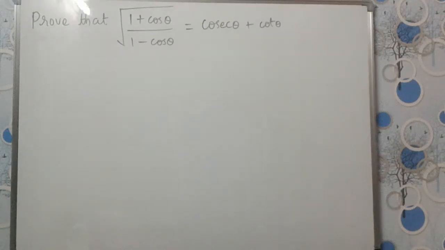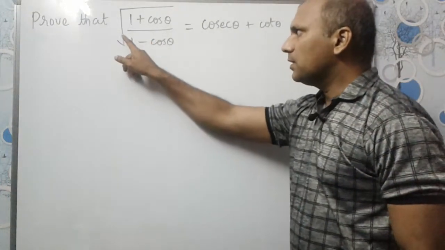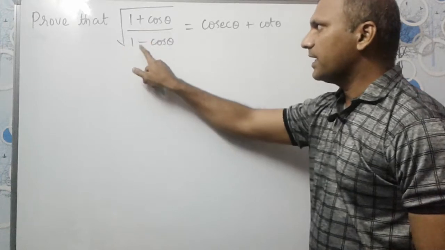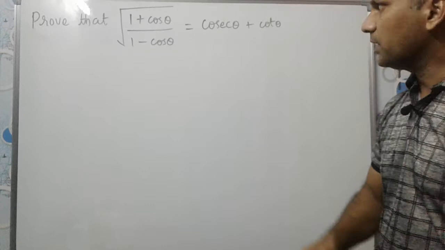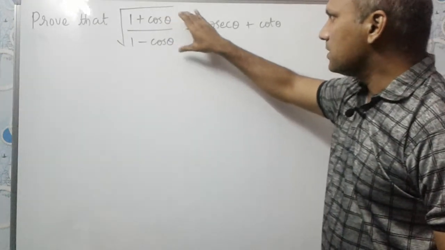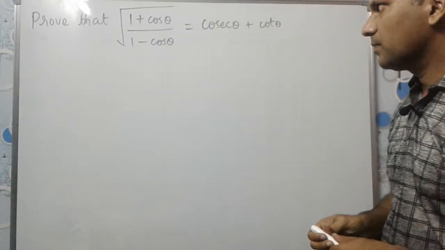Hello students, in this video we will solve this problem. Prove that the square root of (1 plus cos θ) divided by (1 minus cos θ) is equal to cosecant θ plus cot θ.